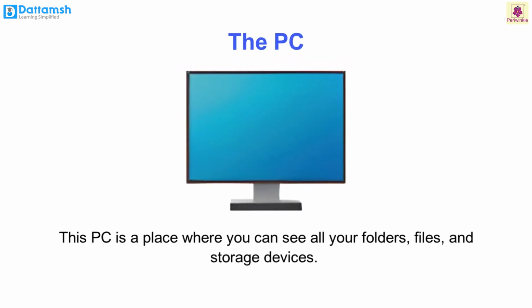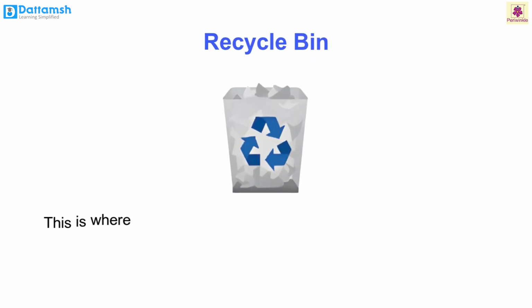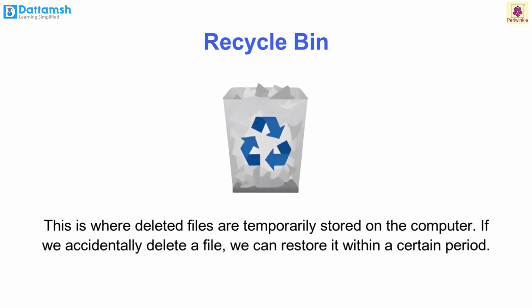This PC. This PC is a place where you can see all your folders, files and storage devices. It helps you find and open anything you have saved on your computer. Recycle bin. This is where deleted files are temporarily stored on the computer. If we accidentally delete a file, we can restore it within a certain period, usually until the recycle bin is emptied or the file is automatically removed after 30 days.